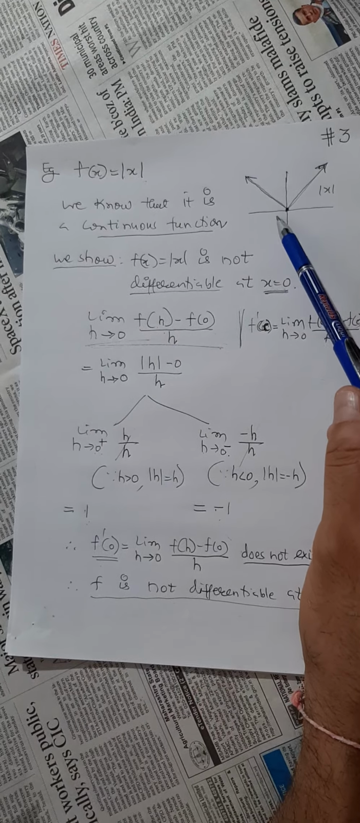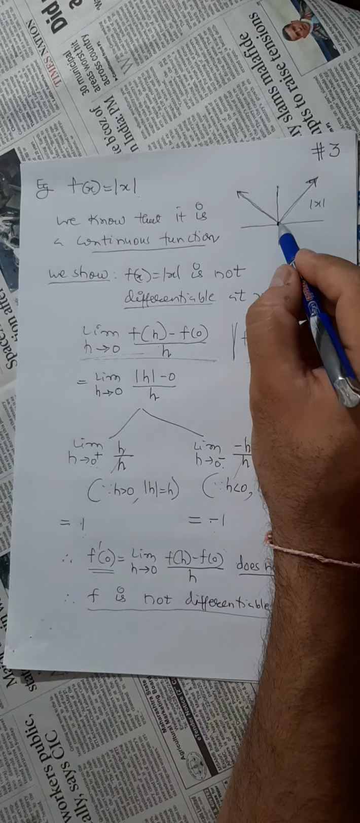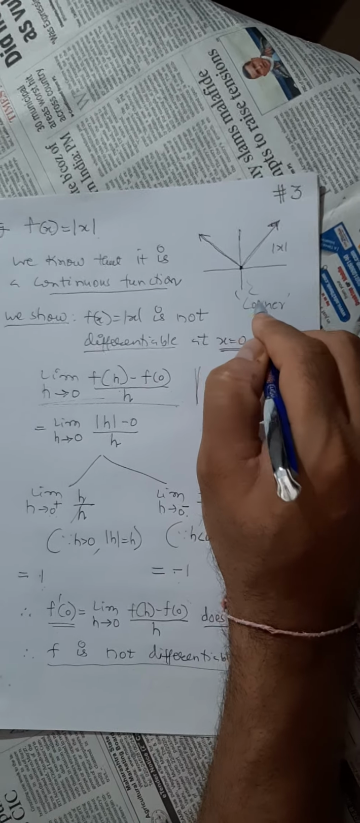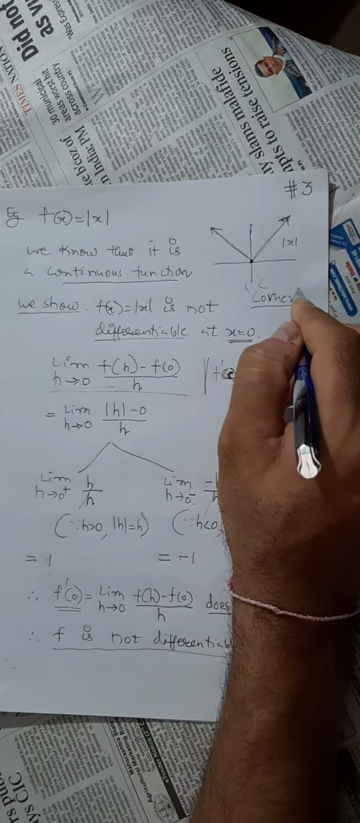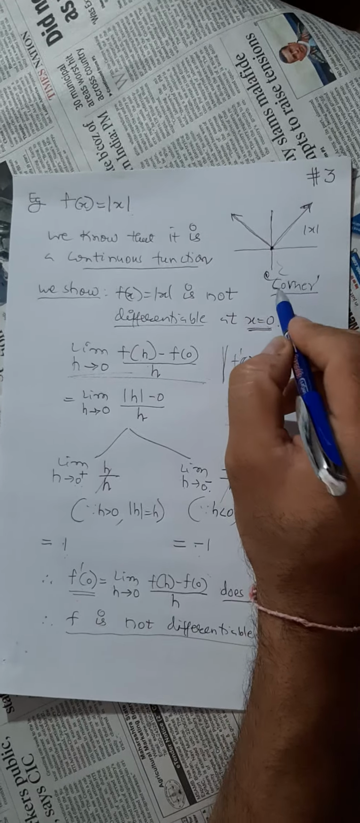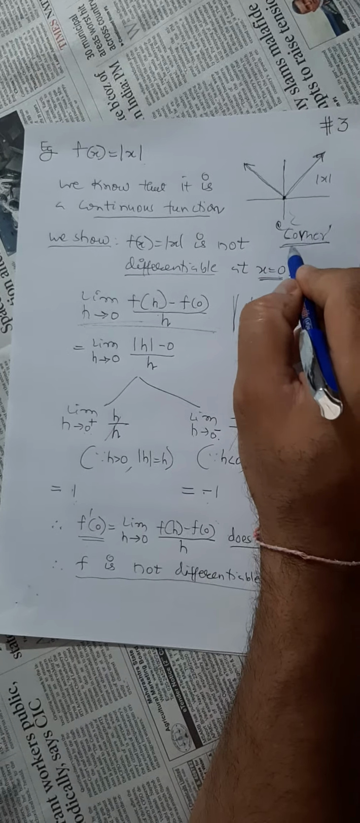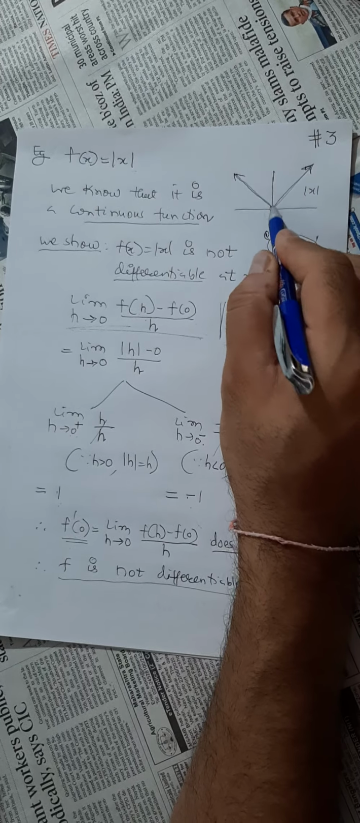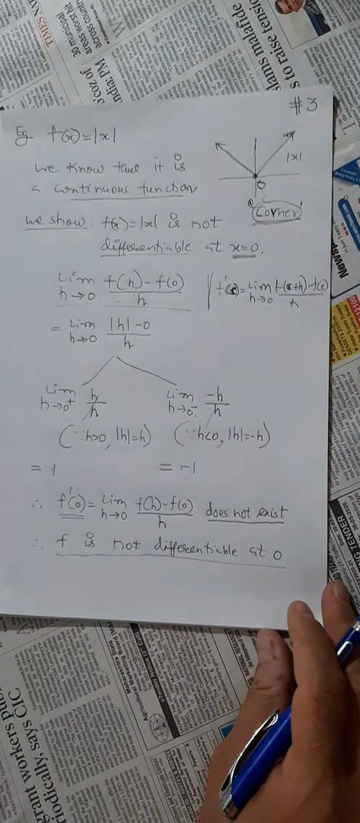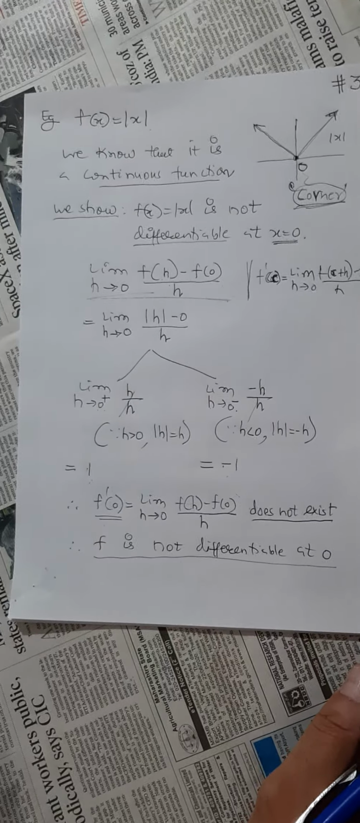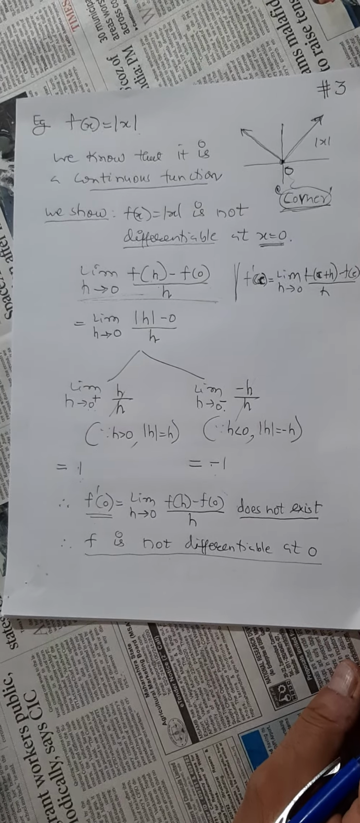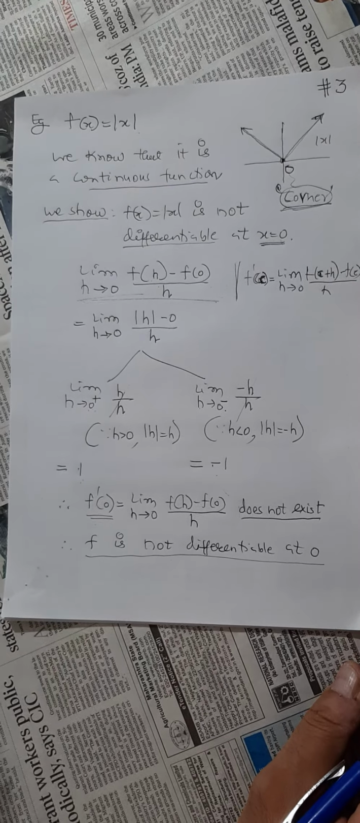Here you have a corner, remember. Whenever there is a sharp corner, there the function fails to be differentiable, right? There is a corner at 0 here, so the function is not differentiable here, but it's continuous there. So this is one standard example for which a function is continuous but not differentiable. I'll show you some more examples.